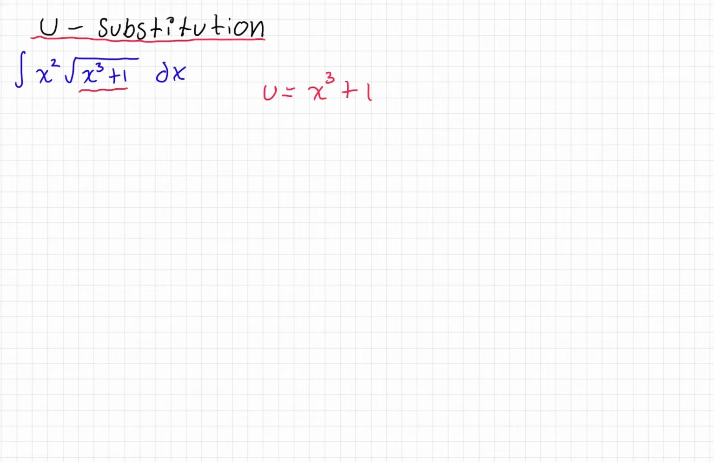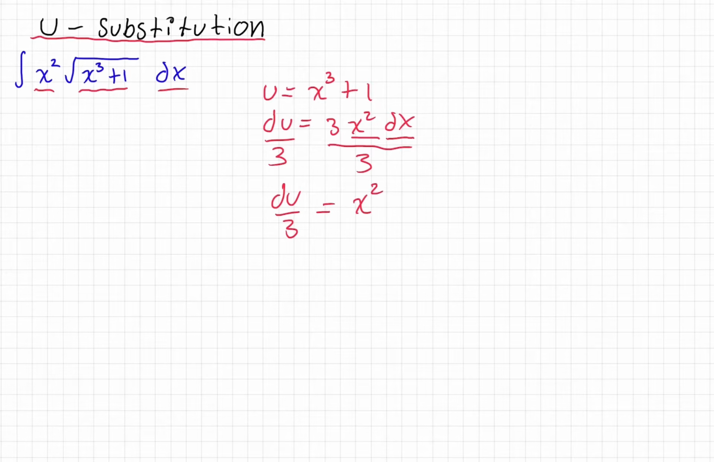The next thing will be to take the derivative of that term. So the derivative gives du equals 3x squared dx. All right. Now, if you notice, we have an x squared and a dx right there. We don't have the 3. However, if we divide by 3 here and divide by 3 right there, then we're going to have du over 3 equals x squared dx.